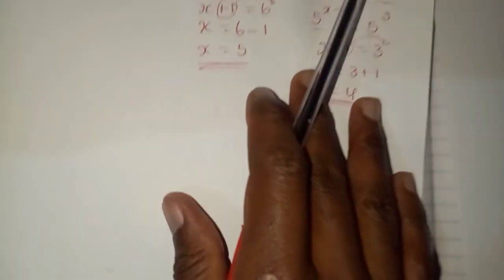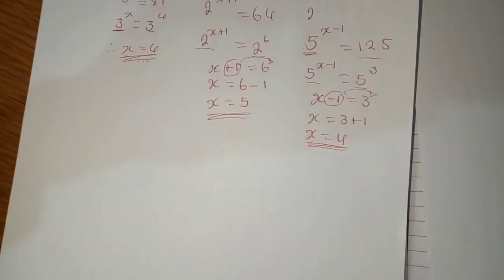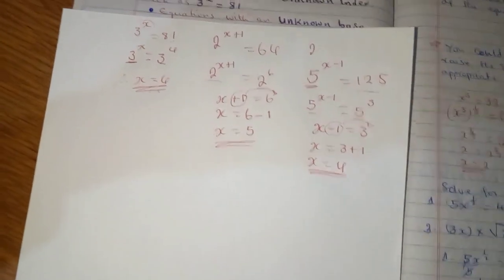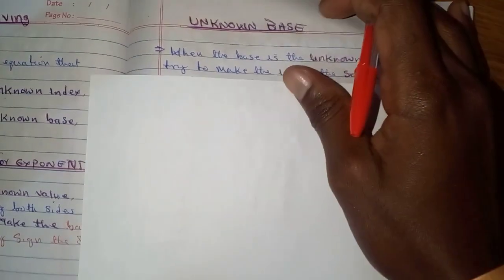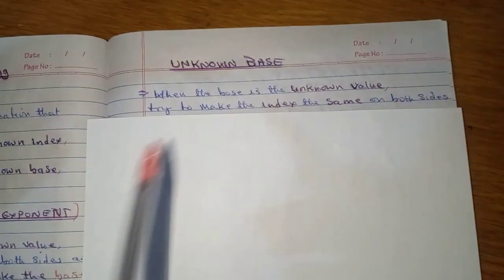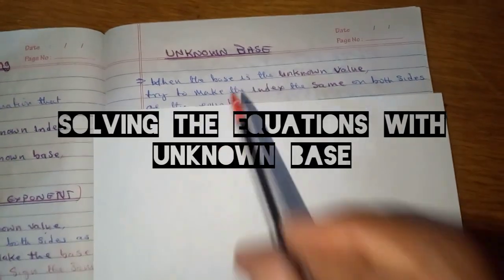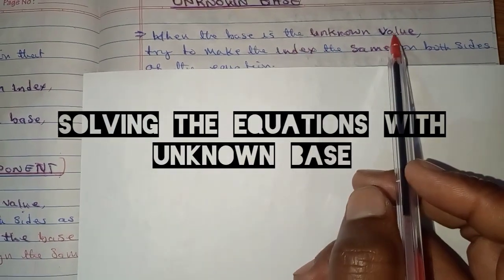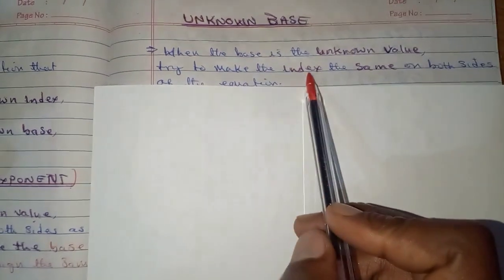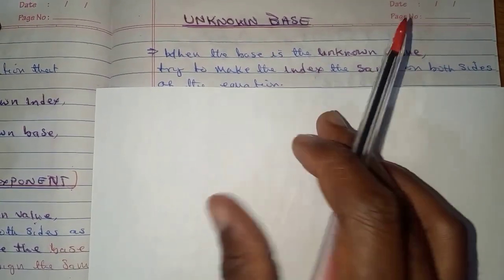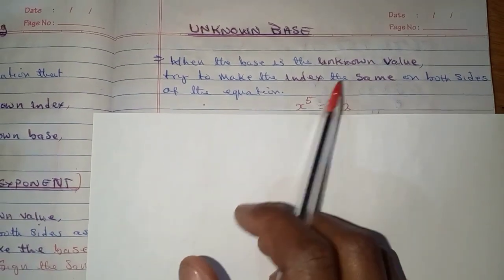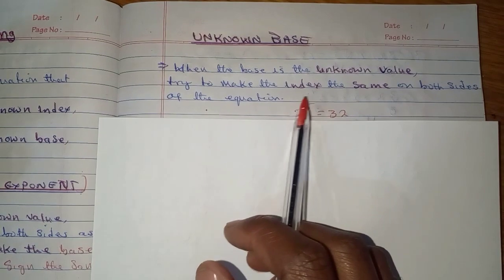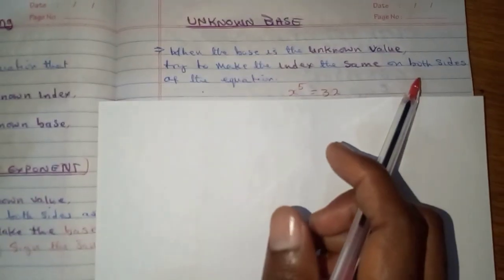Now let us go to another part where the base is unknown. When the base is unknown, how do we work it out? Okay, so here now we come to the next part. When the base is unknown, how best can we work out this one? We're saying unknown base. When the base is unknown, make sure you read this. When the base is the unknown value, try to make the index the same on both sides of the equation. So if the base is unknown, make the index the same on both sides.